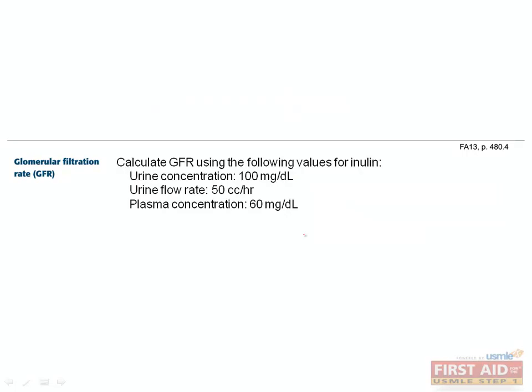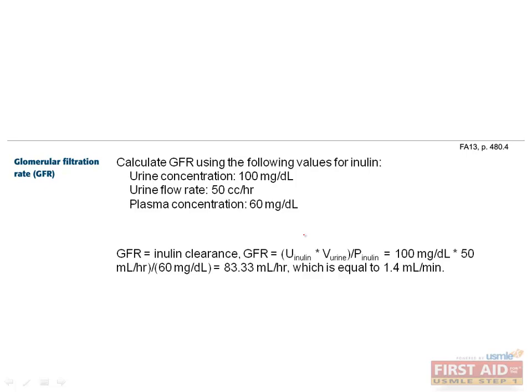Let's do an example calculation. Calculate GFR using the following values for inulin: urine concentration of 100 mg per deciliter, a urine flow rate of 50 cc an hour, and a plasma concentration of 60 mg per deciliter. Using the formula where GFR equals inulin clearance, GFR equals the urine concentration times the urine flow rate divided by the plasma concentration. This is equal to 83.3 milliliters an hour. This again is roughly equal to 1.4 milliliters per minute.